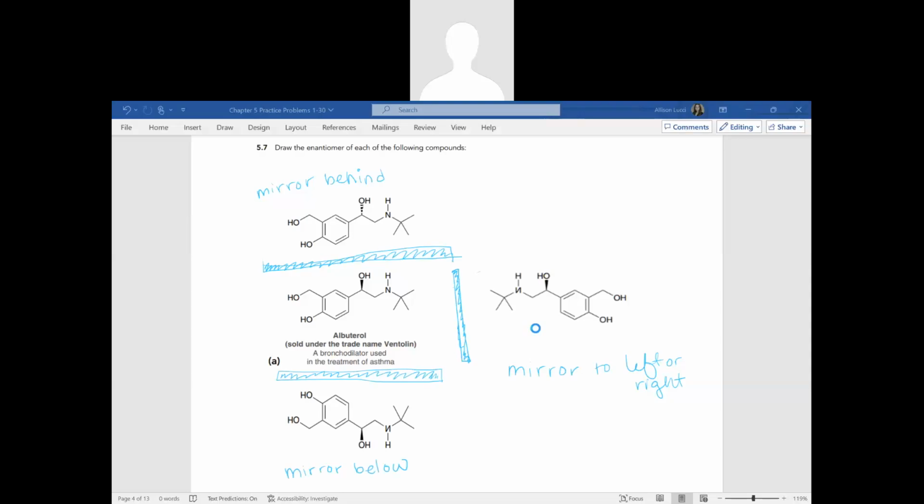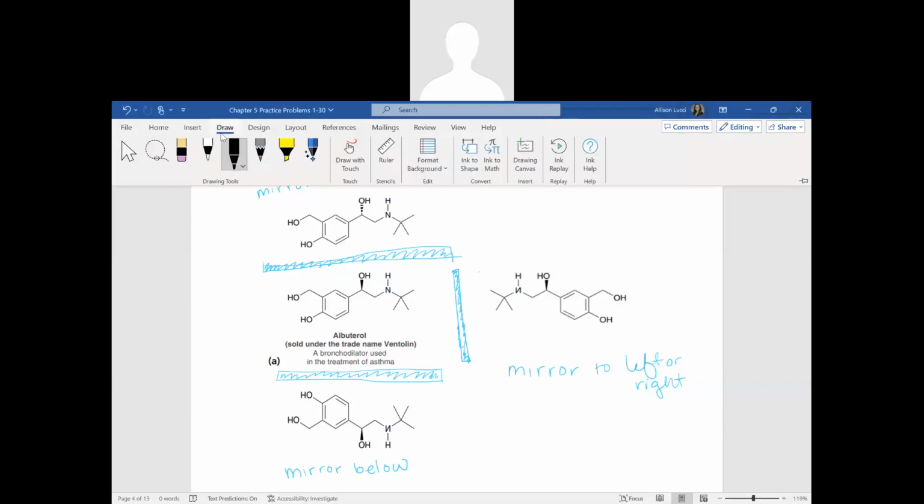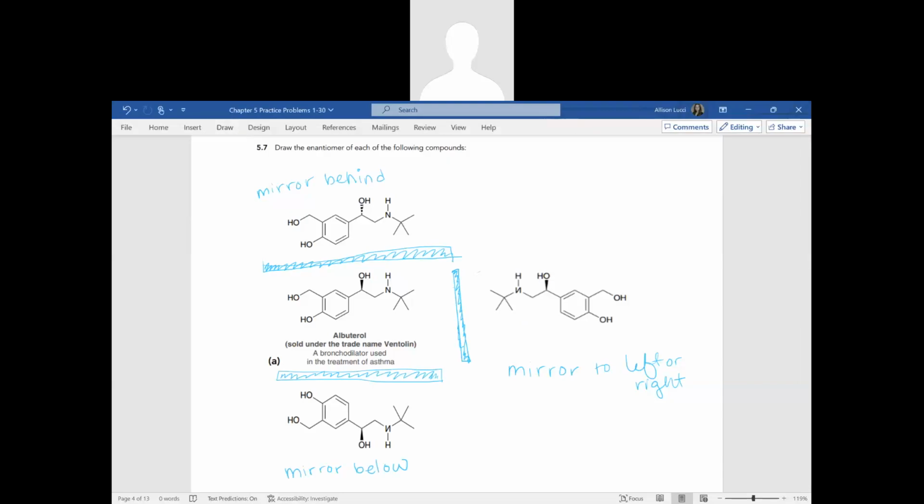For problem 7, we are asked to draw the enantiomer of each of the compounds given for the problem. So I will walk you through part A here. This is our original structure of albuterol that is given, and it's also known as Ventolin, so you may be familiar with the trade name.